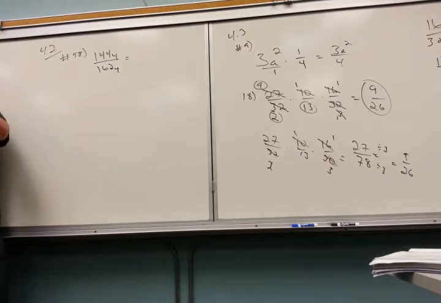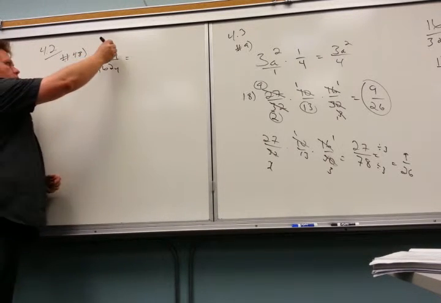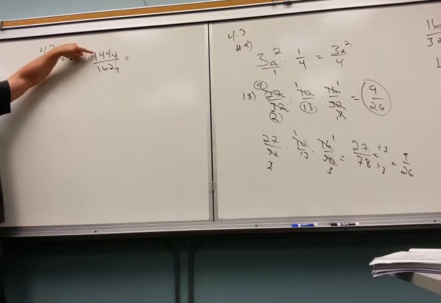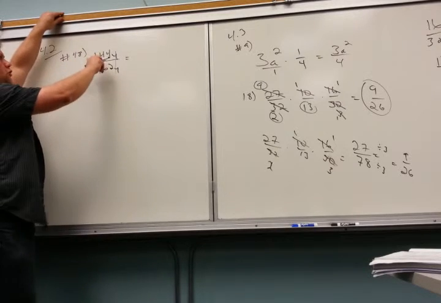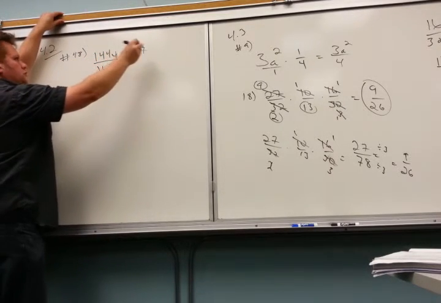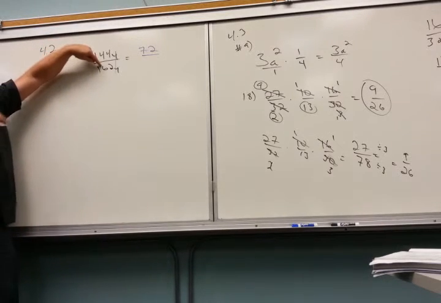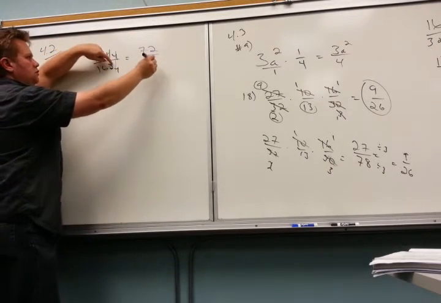What's the very first thing that goes away nicely? The one. And then you just start, you don't have to get the full reduction on the first step. You just start doing what you can see. So what definitely goes into both of those? Two. So 2 goes into 144, 72 times. 2 goes into 162, 81 times.